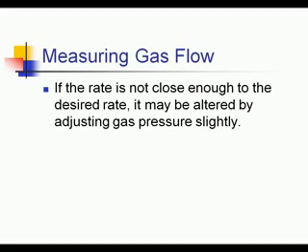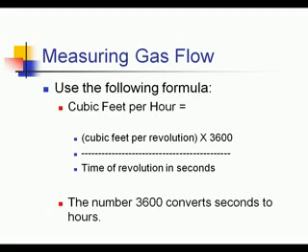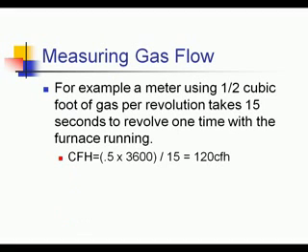For most orifice spud designs, orifice sizes taken from the chart should give you input rates very close to the desired rate. If an orifice must be replaced with a flat bottom one, the rate obtained may be low for the orifice size selected. If the rate is not close enough to the desired rate, you can alter it slightly by adjusting the gas pressure. In order to measure the gas flow, turn on only the appliance you're interested in and go to the gas meter. Use a watch with seconds to count the number of seconds it takes for the dial to revolve one time. Look at the meter and find out how many cubic feet are used in this one revolution.